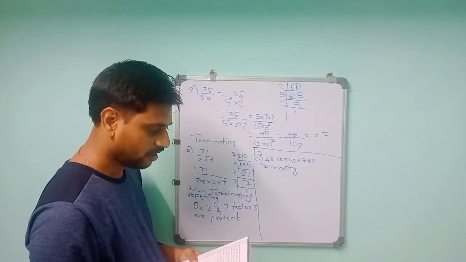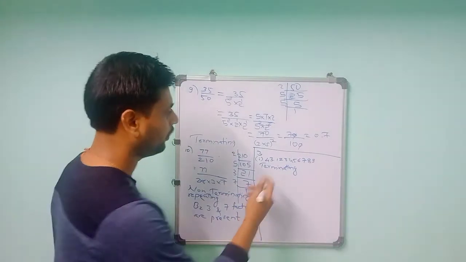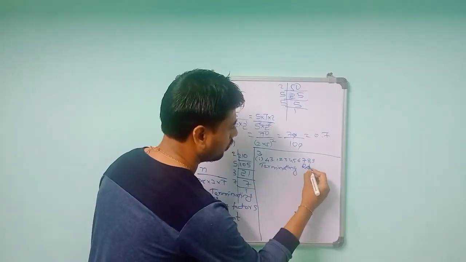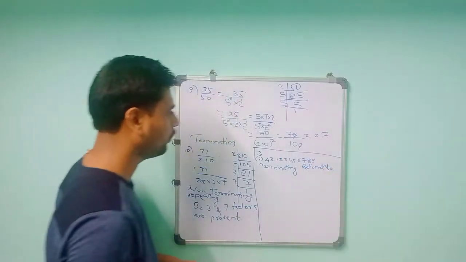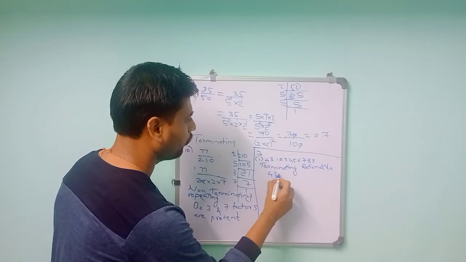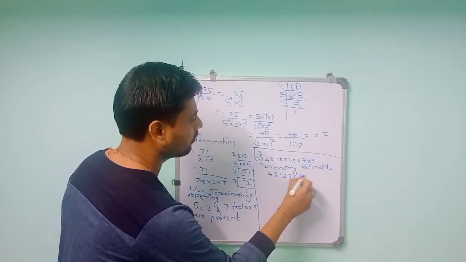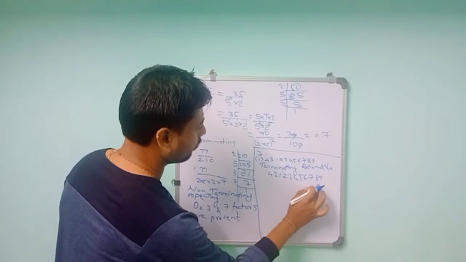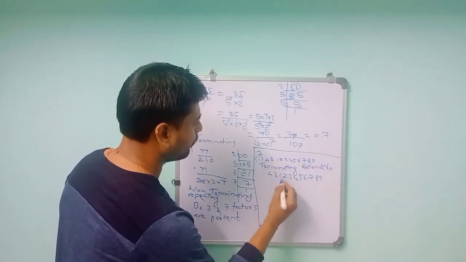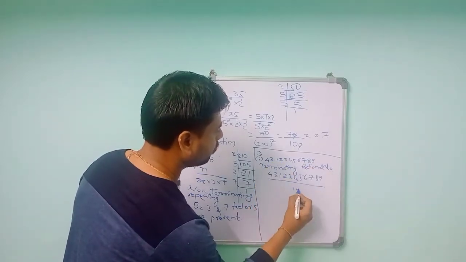And what they ask is to decide whether they are rational or terminating. Rational number only, because it is in the form of p by q. So you can write 43.123456789. There are nine digits after the decimal point, so 10 raised to 9.